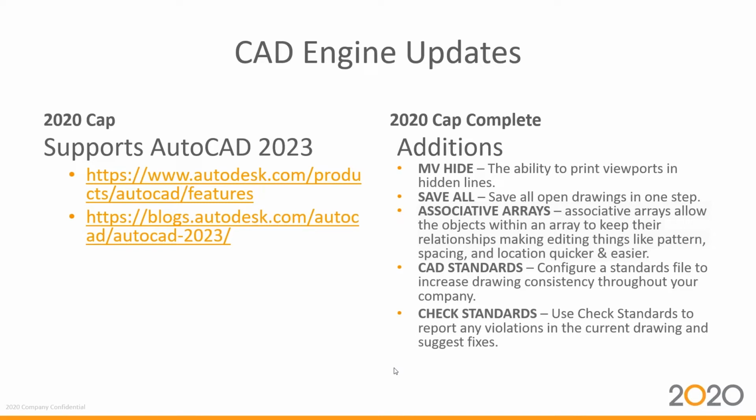I also want to talk a little bit about some of the 2020 CAP Complete additions that have been made to our CAD system. Some of these have been requested by customers, and some of these are just things that are coming as the product matures. The first addition is MV Hide, and MV Hide allows you to print viewports in hidden lines, regardless of how they appear on the screen. So we'll talk a little bit more about that.